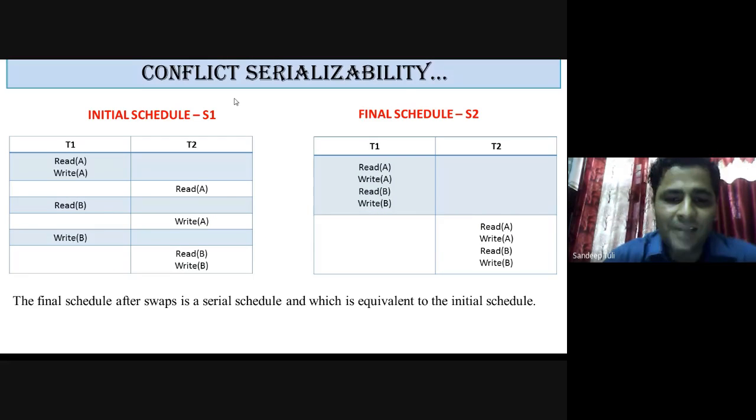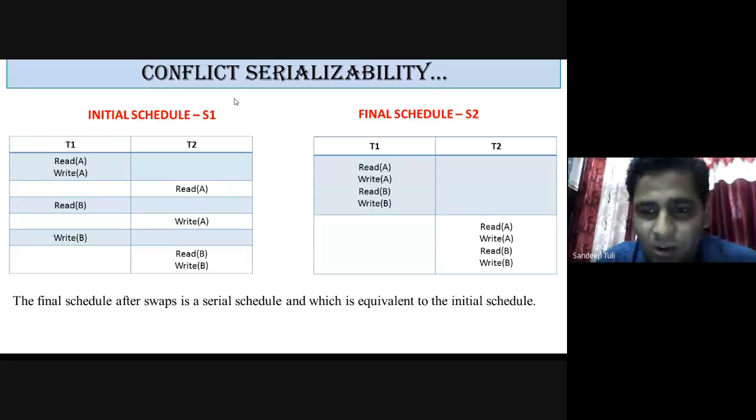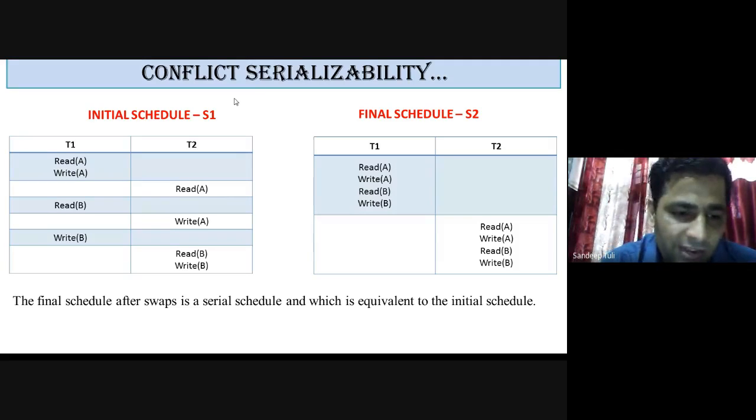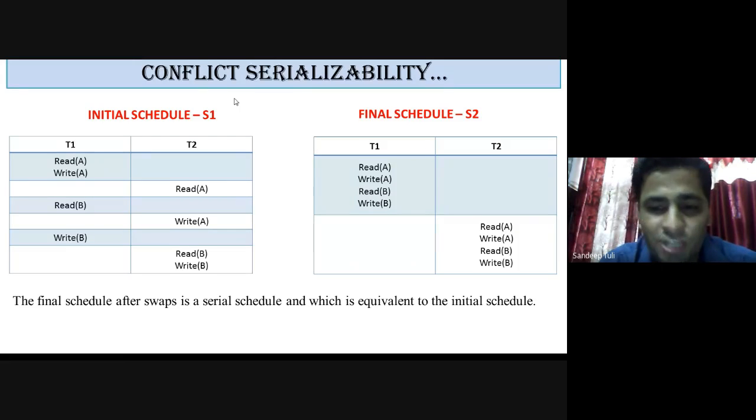So what did we have initially? This is the slide that has the initial schedule given to us and the final schedule as well, that we have obtained by a sequence of swaps. Initially the schedule was a non-serial schedule, and we have finally converted the schedule S1 into the serial schedule, that is S2. The final schedule after swaps is a serial schedule which is equivalent to the initial schedule.